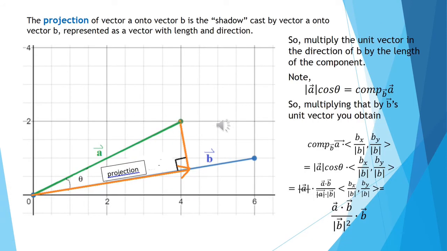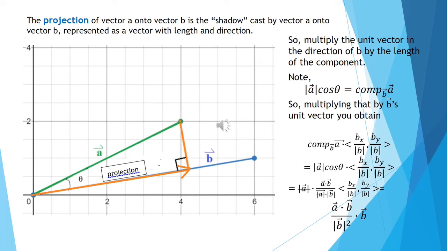Okay, so the projection of vector A onto vector B is the shadow cast by vector A onto vector B, but now represented as a vector with length and direction. The component is just the length of that adjacent side of the right triangle. The projection is now taking that length and making it a vector. So if you found the component, then multiply by the unit vector in the direction of B. Again, you're projecting onto B, and you will then have that length turned into a vector.